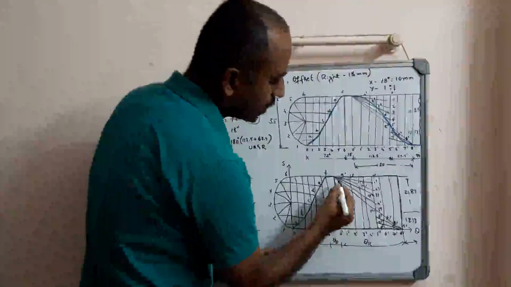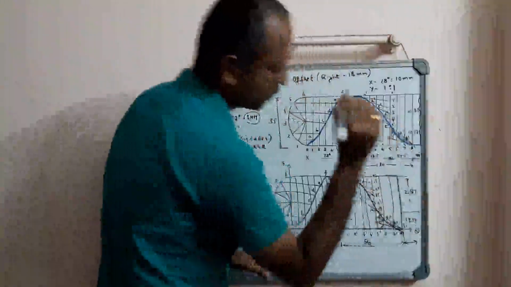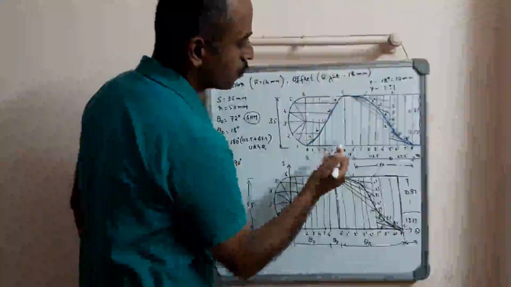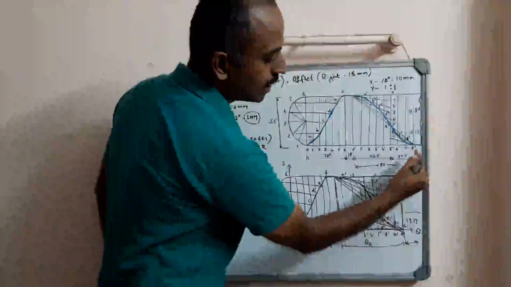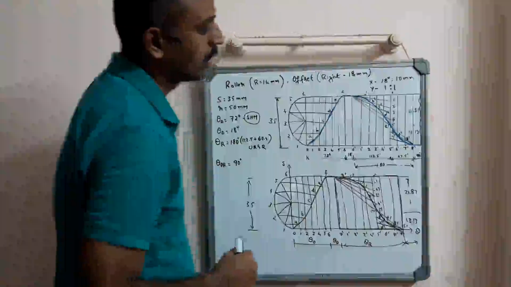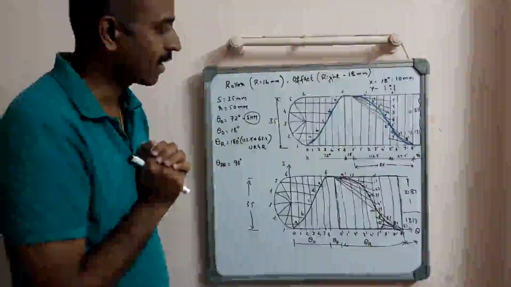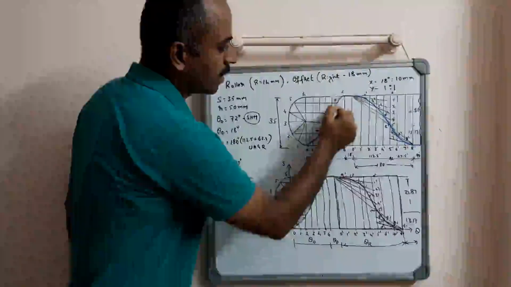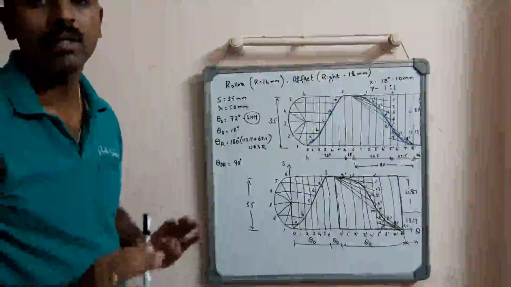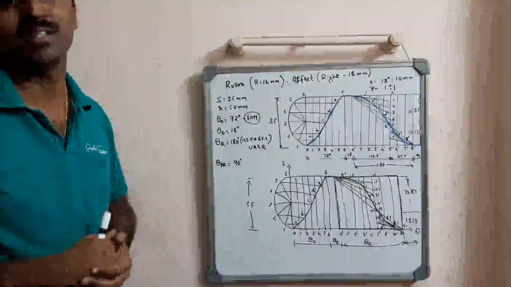And join all these points with the help of a smooth curve. Okay, we need to join all these points with the help of a smooth curve like this. And thereafter, the dwell period will continue. In this displacement diagram, only the displacement curve has to be maintained thick. All other lines must be very, very thin. Using this data, we will construct the cam profile.